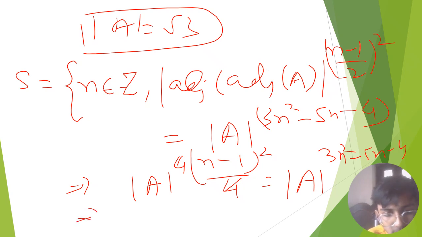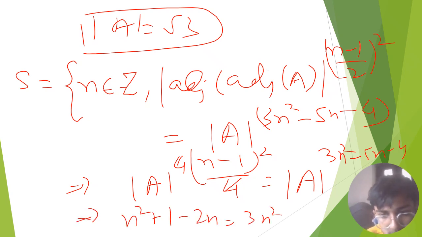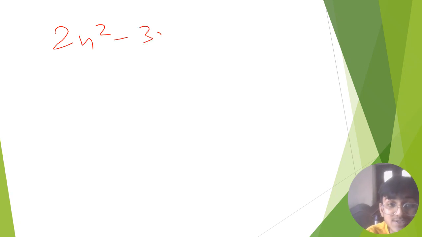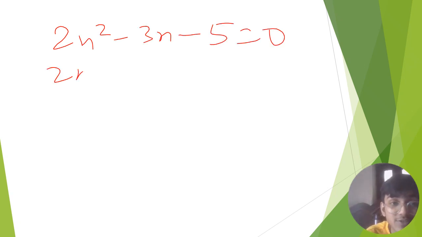Now just comparing the powers. n square plus 1 minus 2n, 3n square minus 5n minus 4, 2n square minus 3n minus 5, 2n square minus 3n minus 5. Are you getting it? We are going in this way.